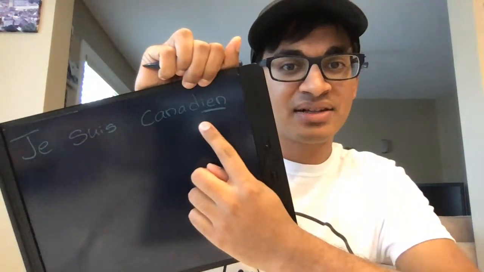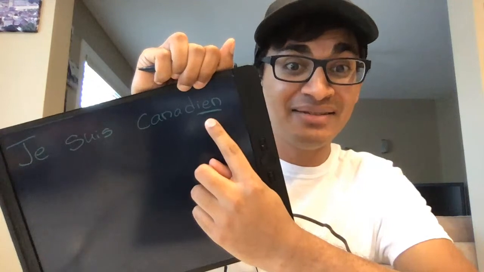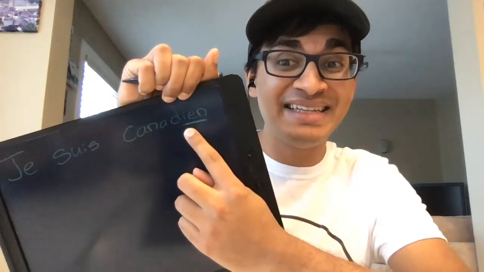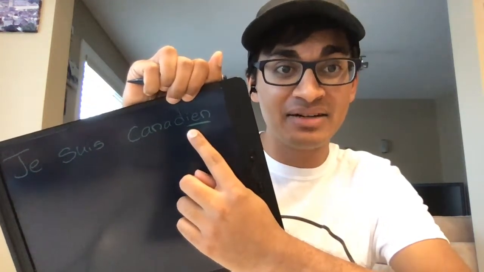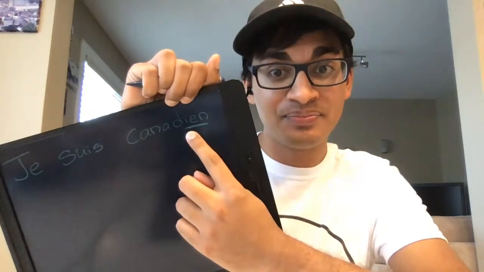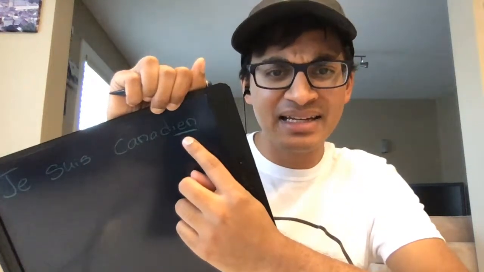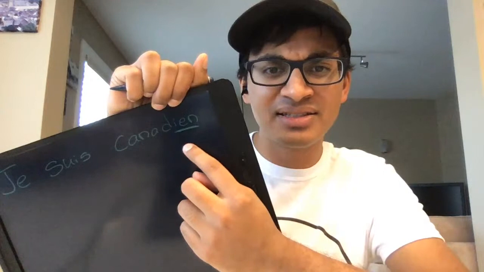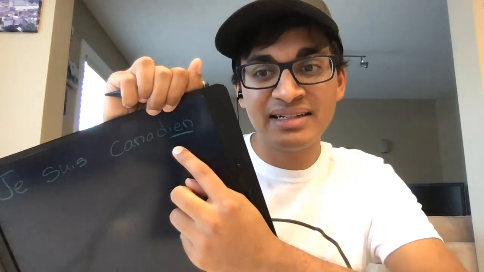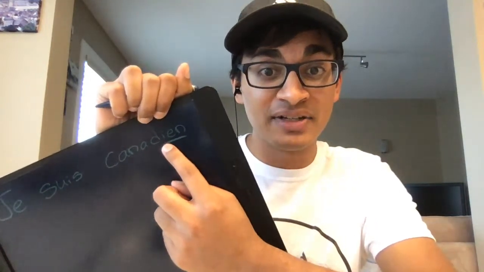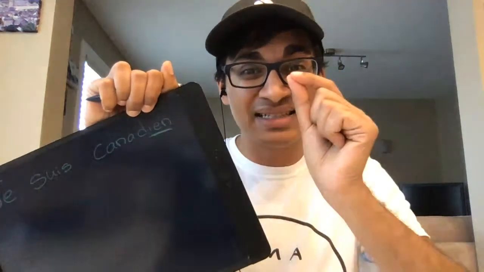I'll point out a small pronunciation point here. Canadien. These last three letters in Canadien are pronounced yen. It's not yon. It's yen. So it's kind of like two syllables blended together.